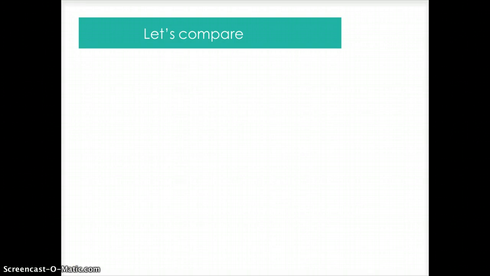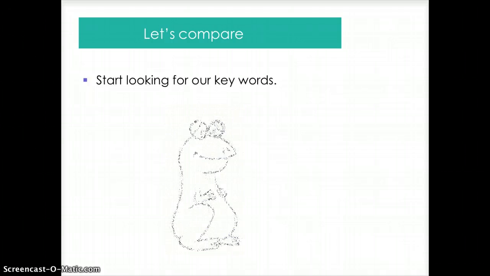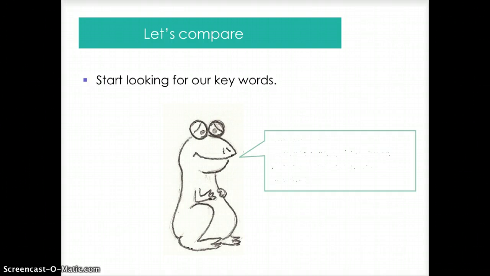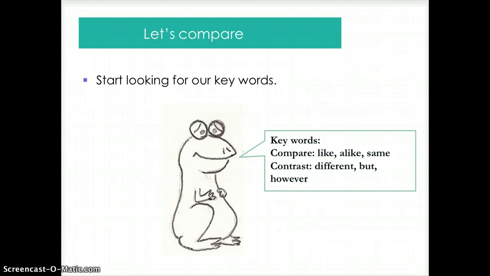You are going to read one more story in your small groups. While reading this story, I want you to start thinking about things that are similar between the author and his brother, and what are some of the differences. Start looking for our keywords. Just a reminder, the keywords for compare are like, alike, and same, and for contrast, they're different, but, and however.